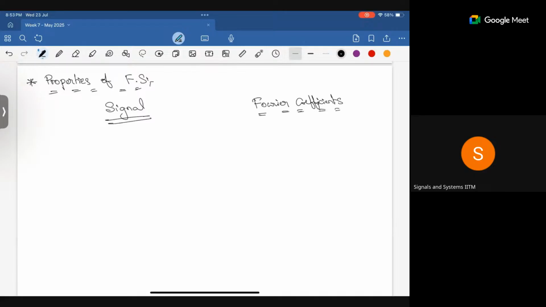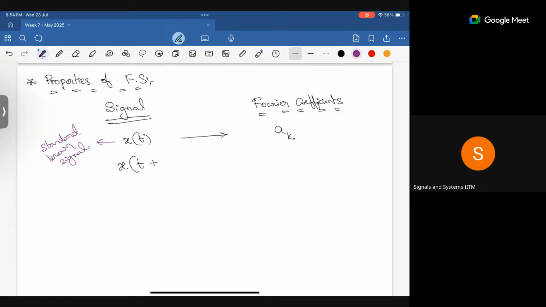Okay, so let's say this x of t is very special, some standard known signal, or it is a given signal to us, and we know its Fourier series coefficients. It can also be the case. And you know that x of t's coefficients are a k.